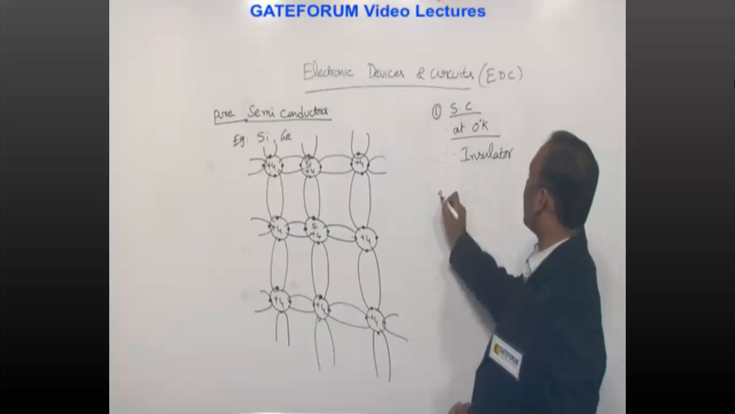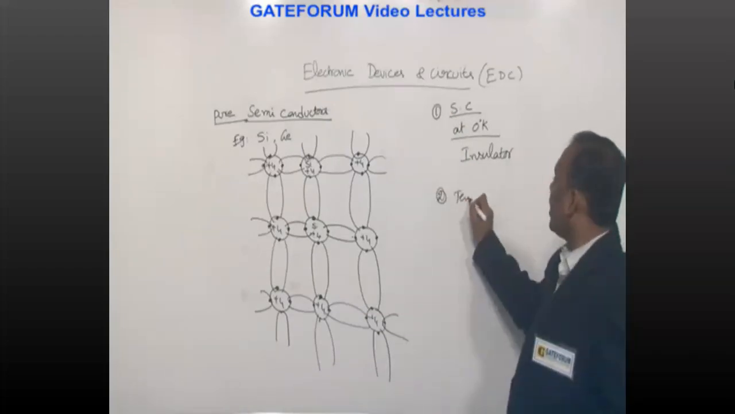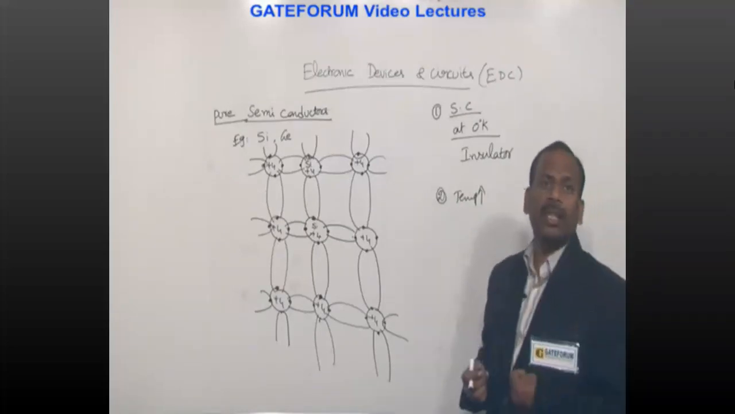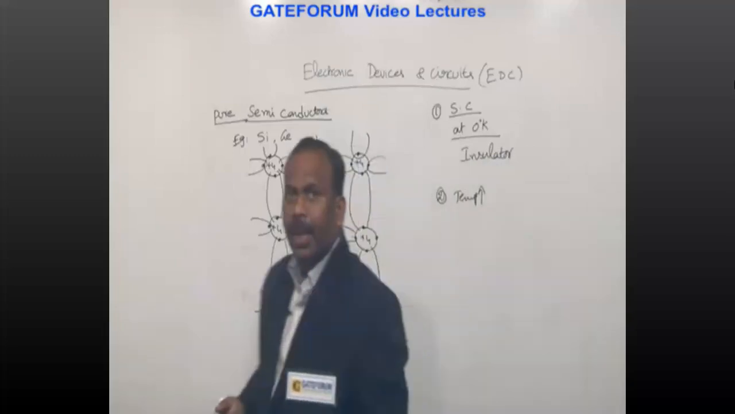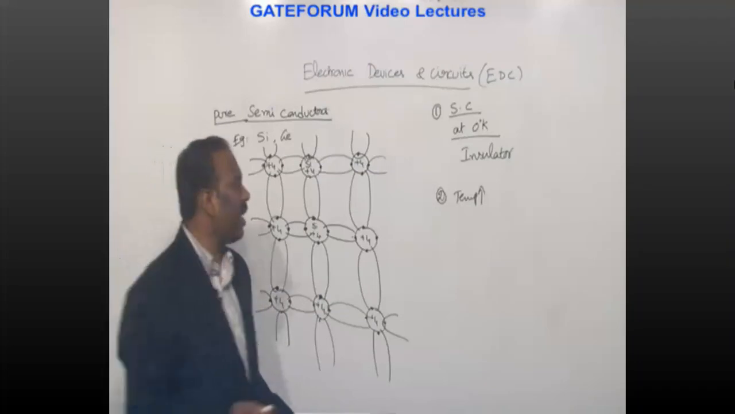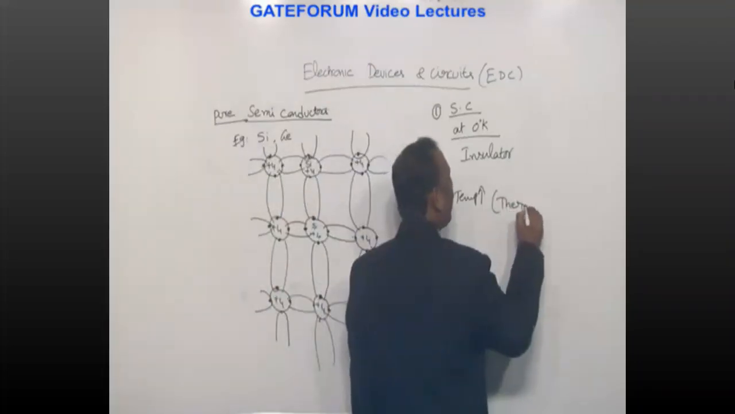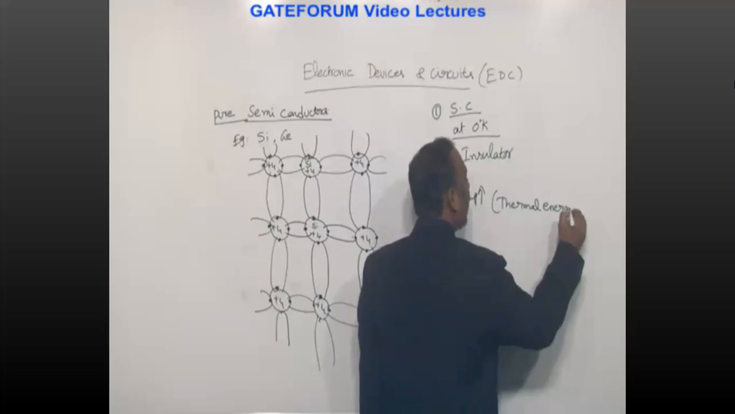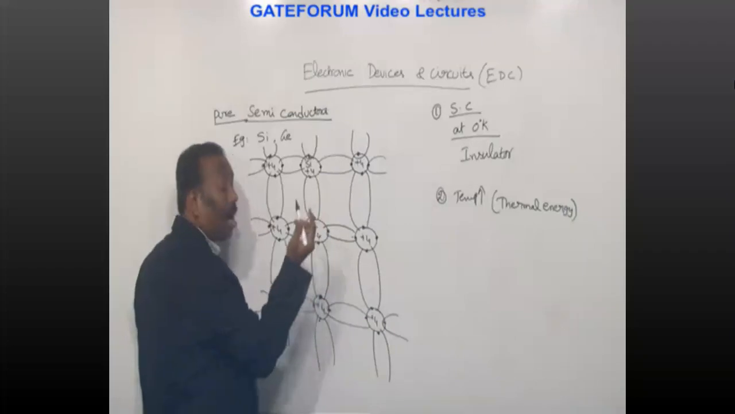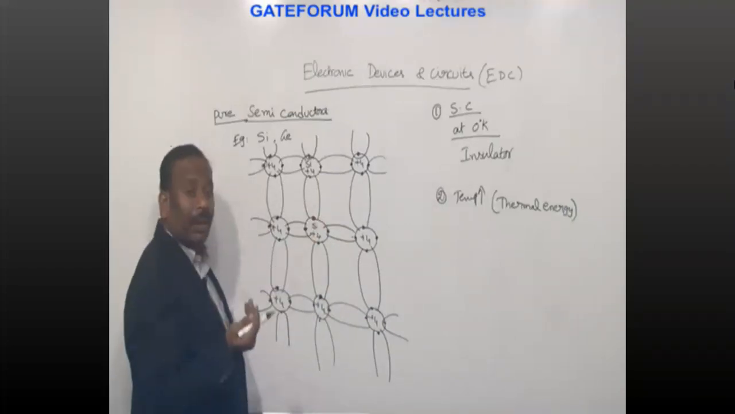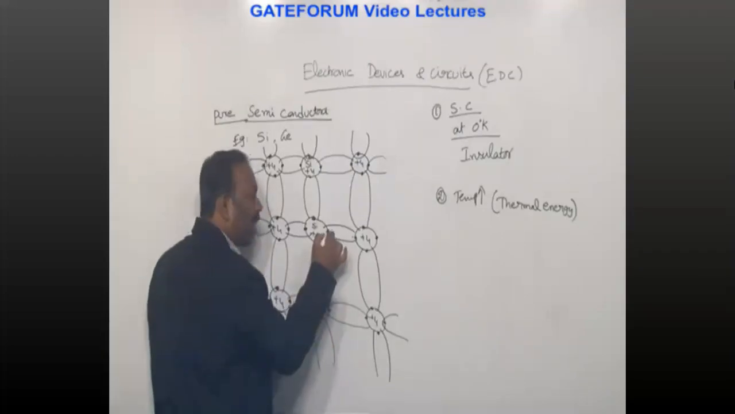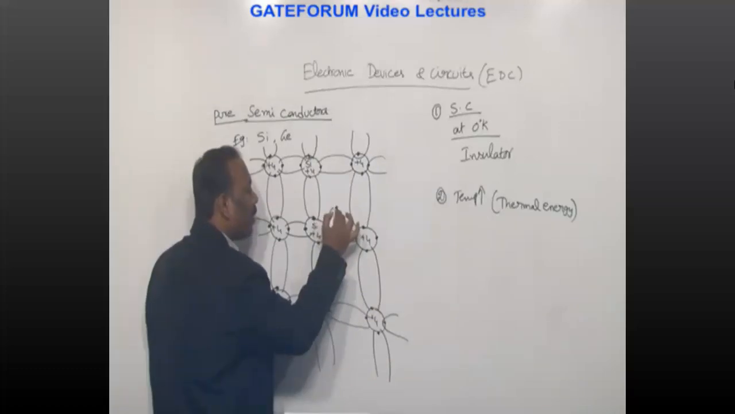Clear? That is the first point. Now, the temperature is increased, up to room temperature, 27 degrees centigrade, which is nothing but 300 degrees Kelvin. That means you are supplying thermal energy. Temperature increased means thermal energy is given. Because of the thermal energy, some of the valence electrons may acquire the energy to become free electrons. Let us suppose this electron acquires the energy, so it becomes a free electron.